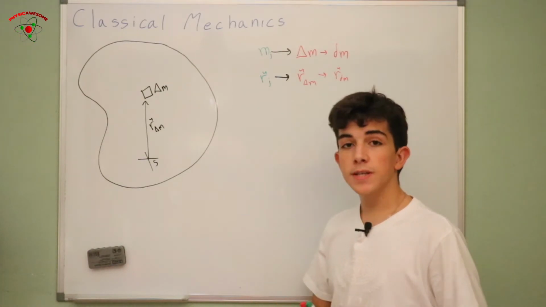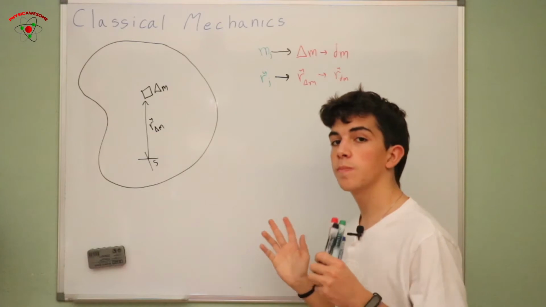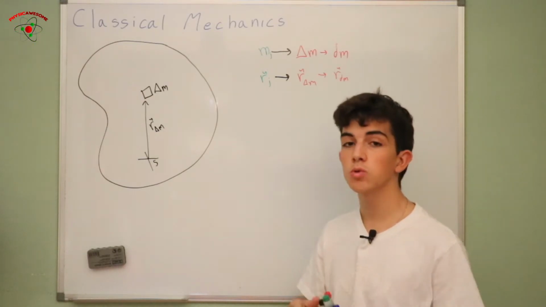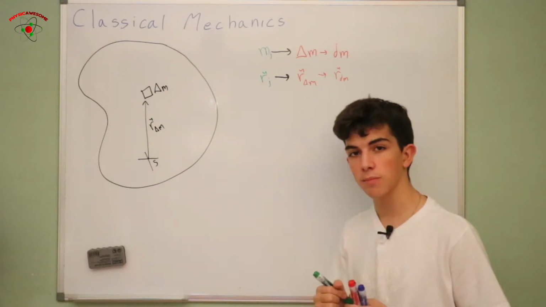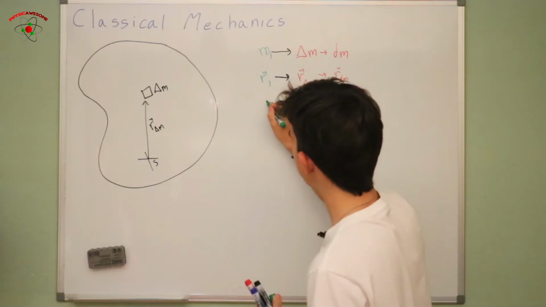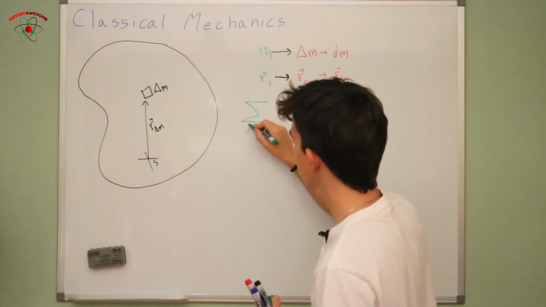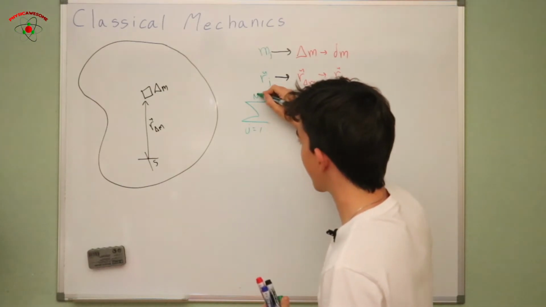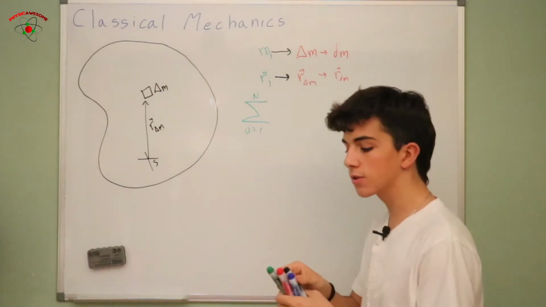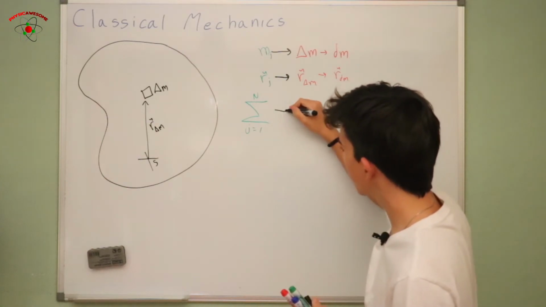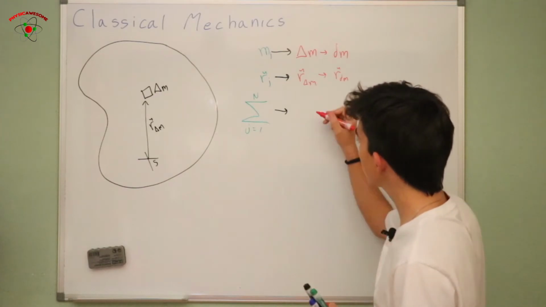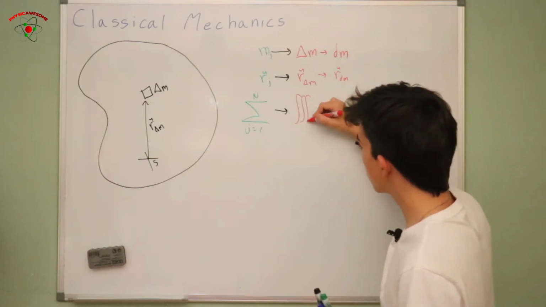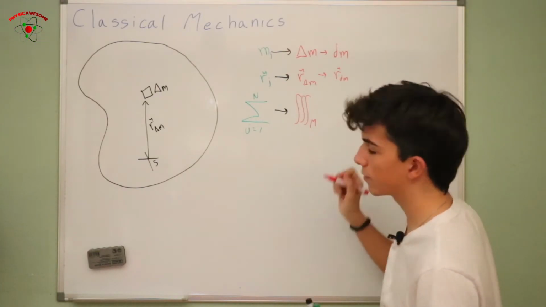And then in physics in general, when you pass from a discrete system to a continuous system, usually you are involving sums, and we'll see that the sum of our system from j equals 1 to n is going to become an integral, a triple integral over the volume of the mass.